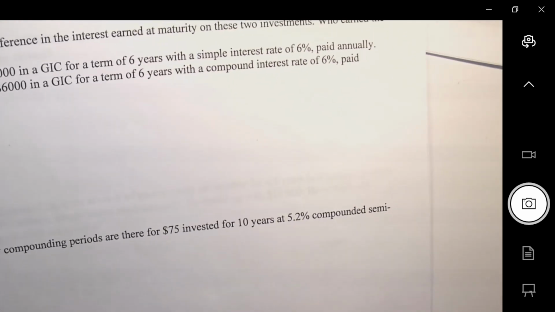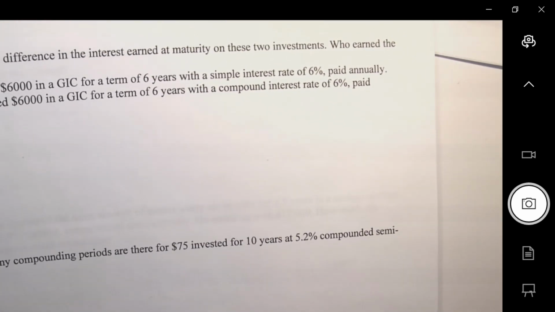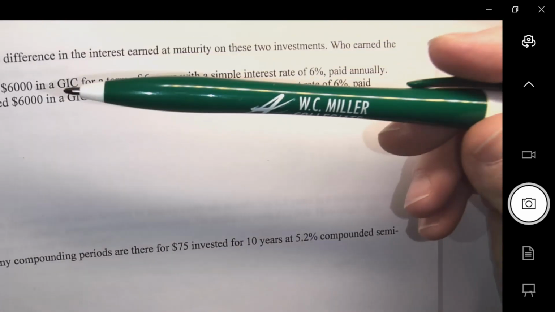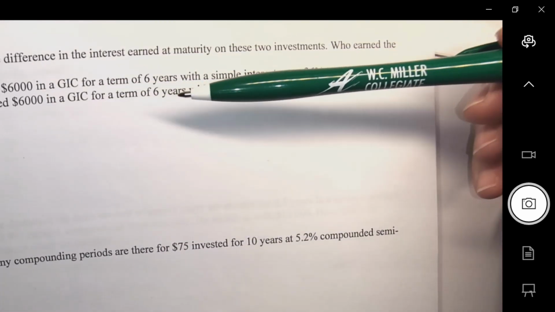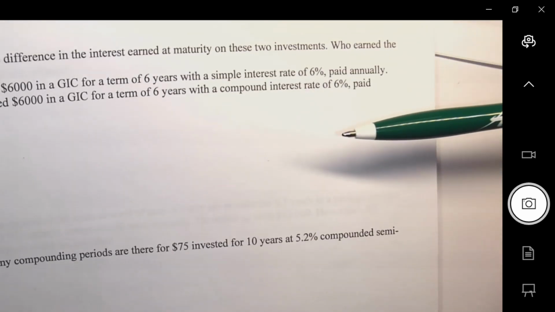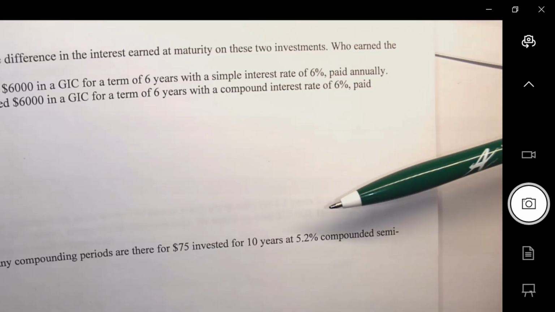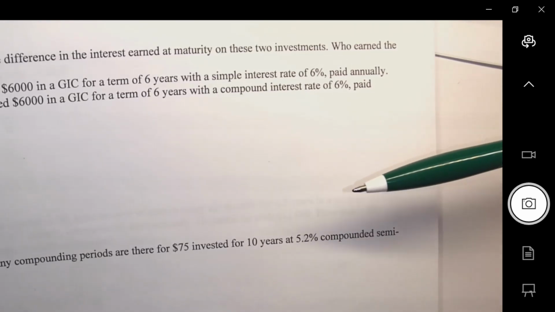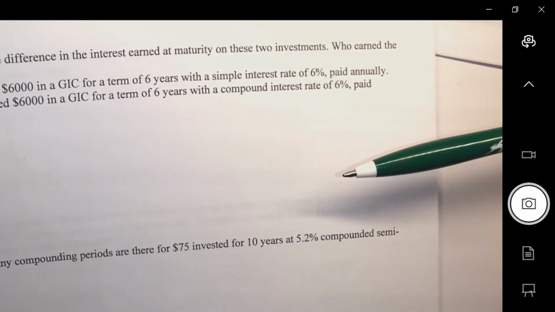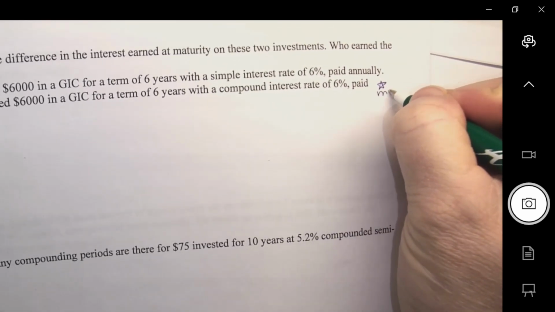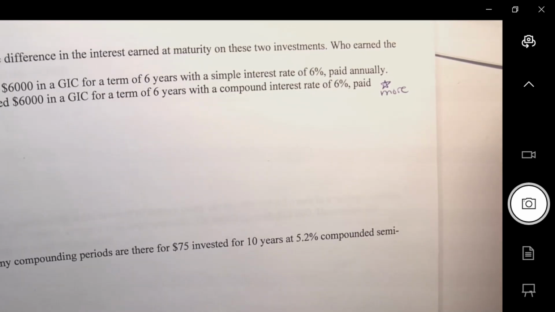Okay, determine the difference in interest. Who earned the most interest? So these two people are both investing the same, $6,000, 6 years, 6%. This one is simple and this one is compound. Who should make more money without us actually doing it? The simple or the compound? Compound will make more money.